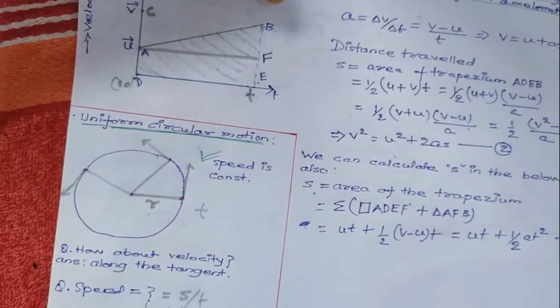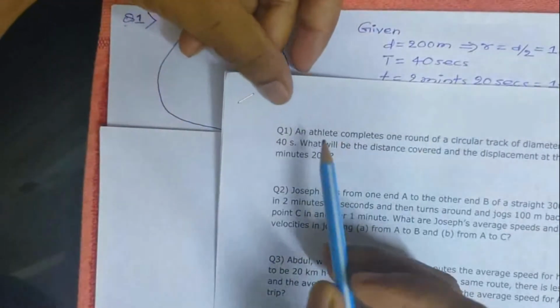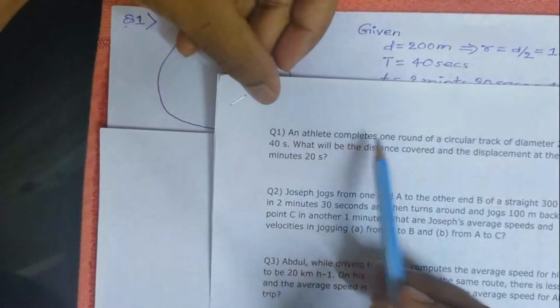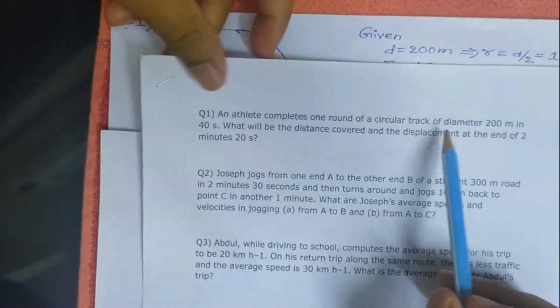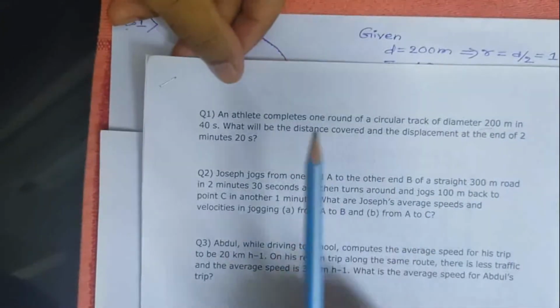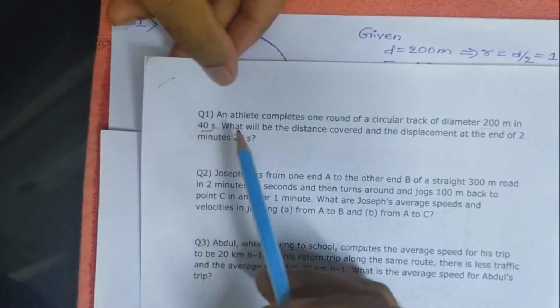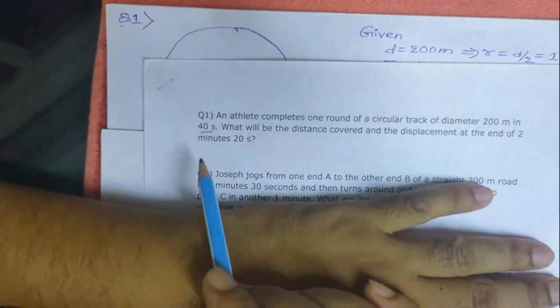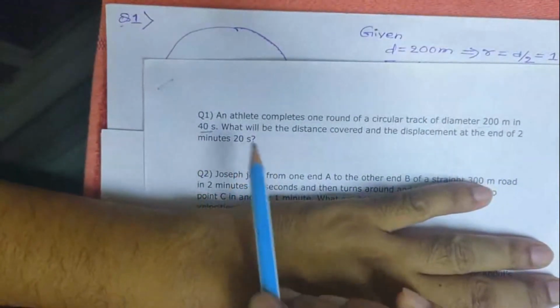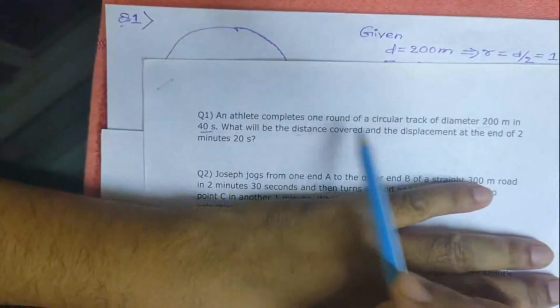So let us take the first question, guys. An athlete completes one round of a circular track, of diameter given, in 40 seconds. What will be the distance covered and the displacement at the end of 2 minutes 20 seconds? We have to find out distance and displacement.